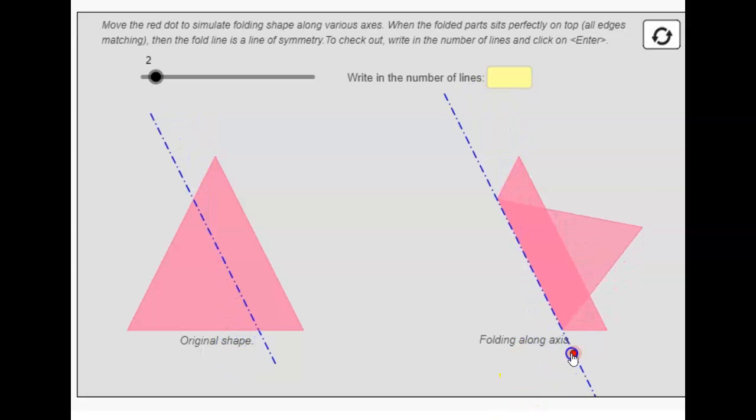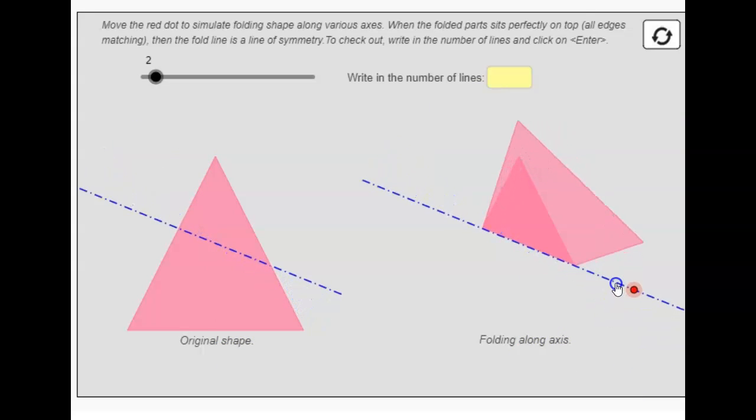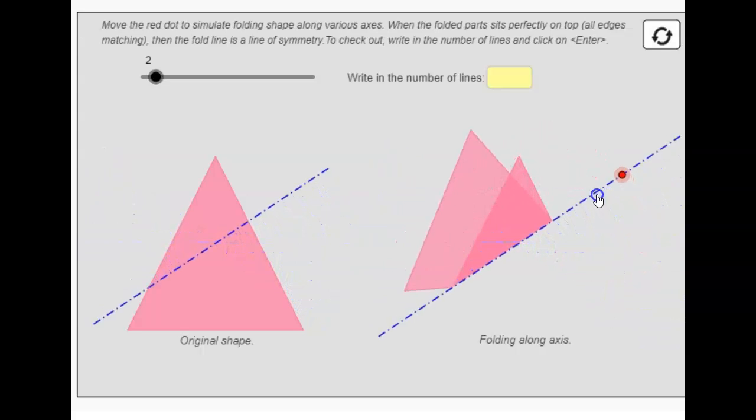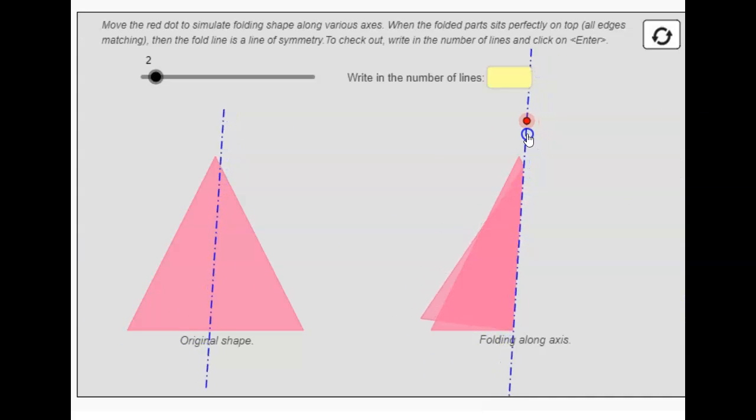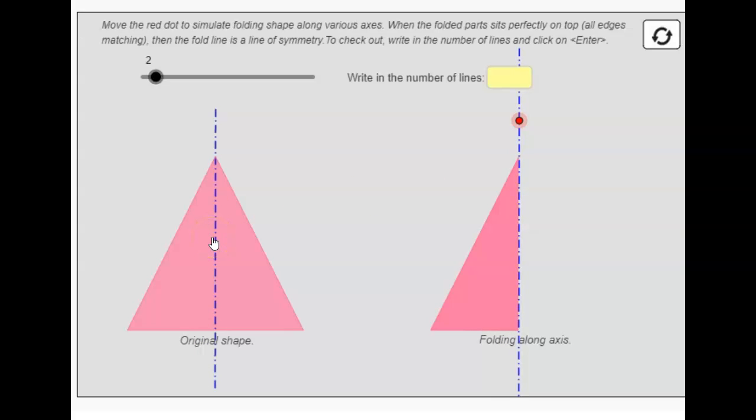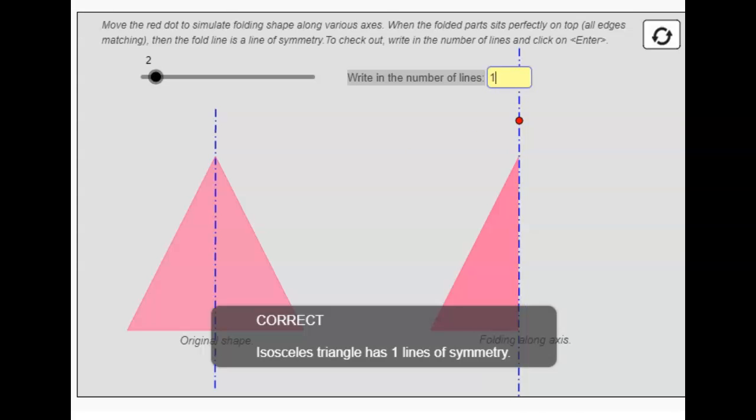I'm going to go ahead and continue. Nothing's matching, nothing's matching. All right, here I am back where I started, and again, that's that same line. So I'm going to write the number of lines in right here as 1. Enter, I am correct. This is an isosceles triangle, and we remember an isosceles triangle is a triangle that has 2 equal sides. That isosceles triangle has one line of symmetry.